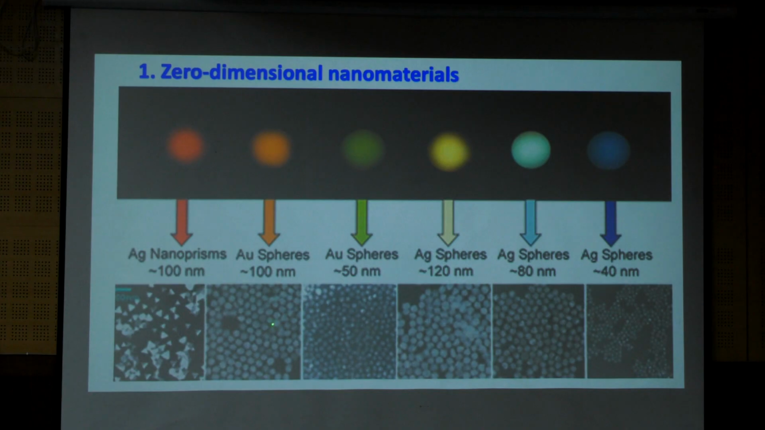This is another zero dimension. So here they are single unit. Once they form, they cannot increase their shape. That's zero dimension. They're zero. And Au is the classic example that can be shown to students to understand, if their shape and size change, how their optical property changes.